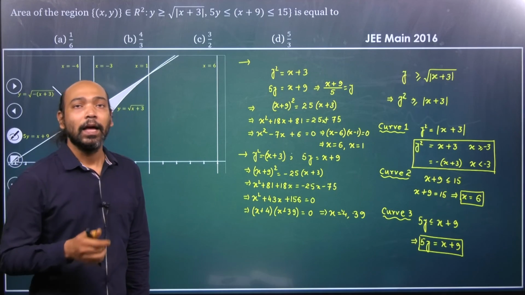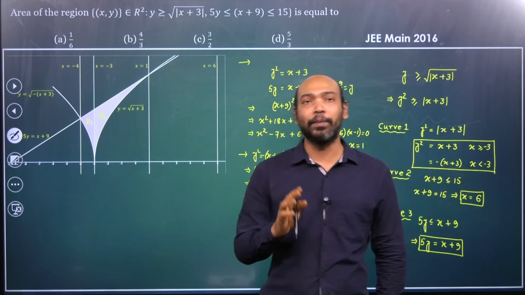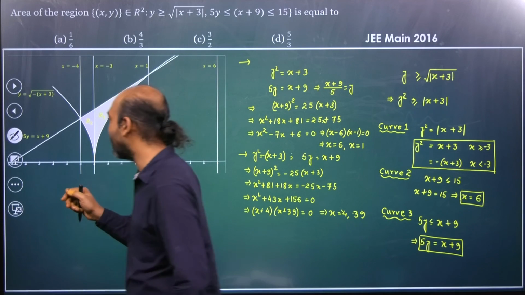So now our job is to rewrite that shaded region into two parts. Here we'll consider that this is the region I rewrite as R1.